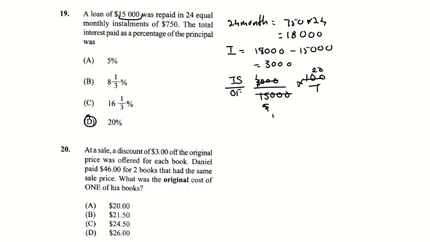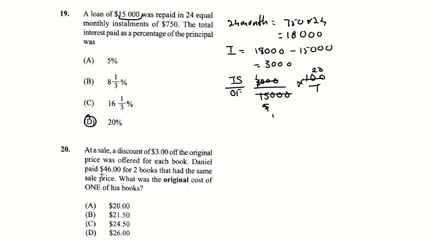Last question for May, June 2024. At a sale, a discount of $3 off the original price was offered for each book. This is a repeated question as well, guys. Let's read that over. Number 20 says, at a sale, a discount of $3 off the original price was offered for each book. So for one book, you get $3 off. Daniel paid $46 for 2 books that had the same price. What is the original price for one book?